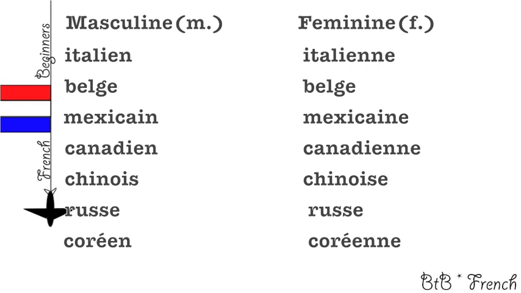Next one, Chinese. Chinois. Feminine form, chinoise. The next word means Russian. Russe. Feminine form, russe. The next word means Korean. Coréen. Feminine form, coréenne.